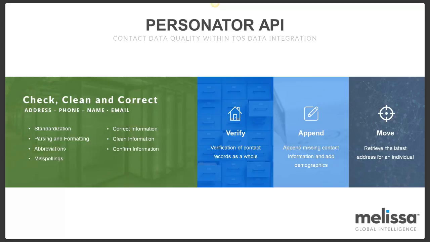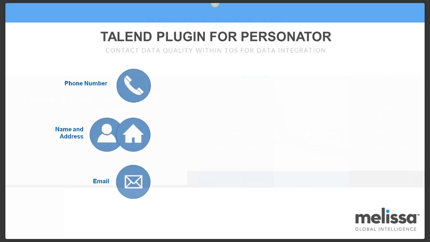And then, of course, last but certainly not the least, move information. So we can give you the latest address for an individual, and this goes back up to 14 years ago. So if you have an address for a person 10 years ago, we can chain all of his moves and give you the latest address for that individual. So really, really good stuff with this API that we've integrated into Talend.